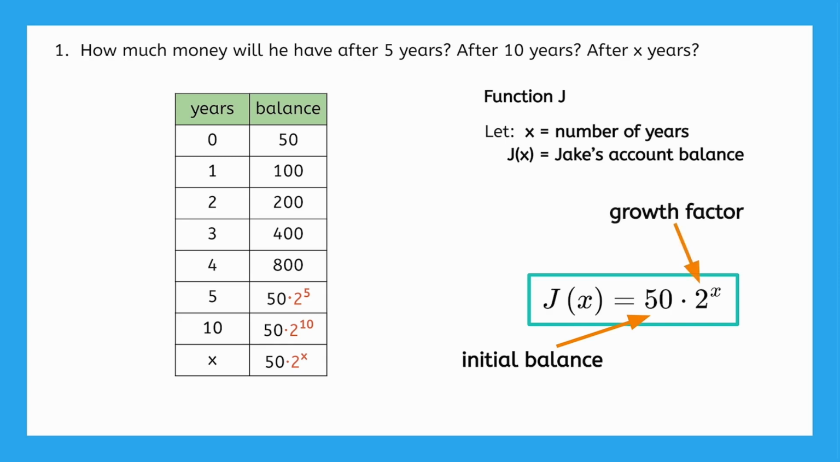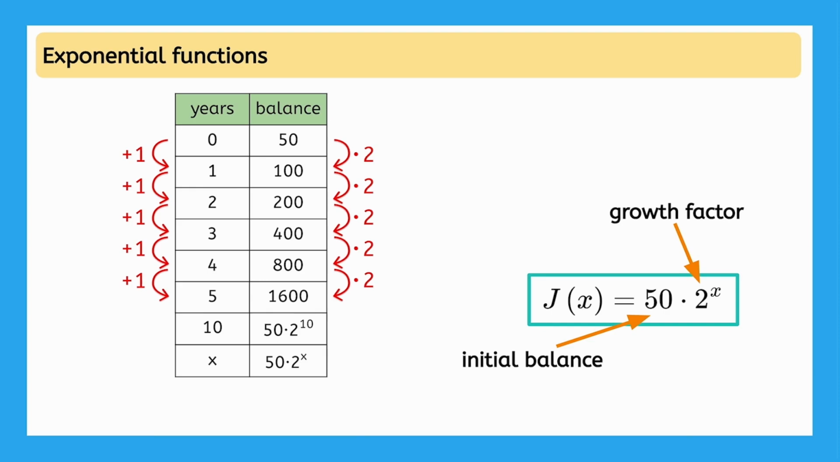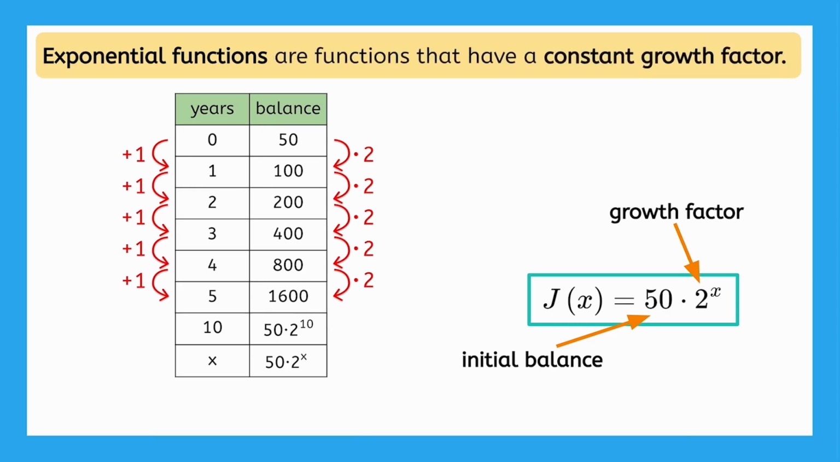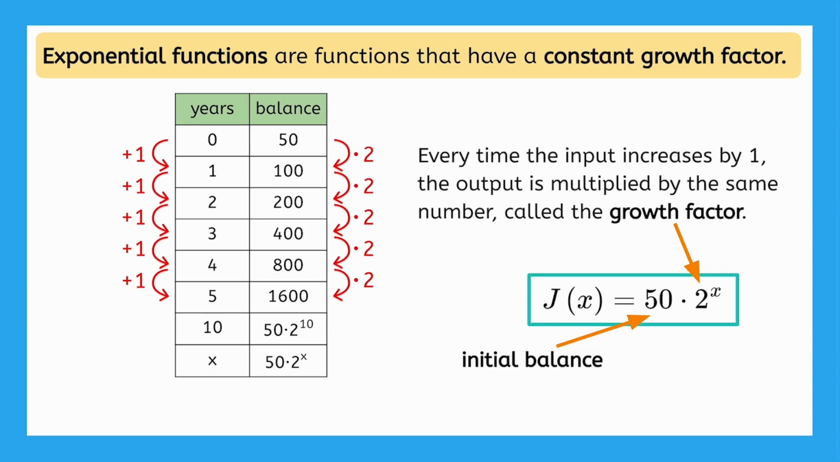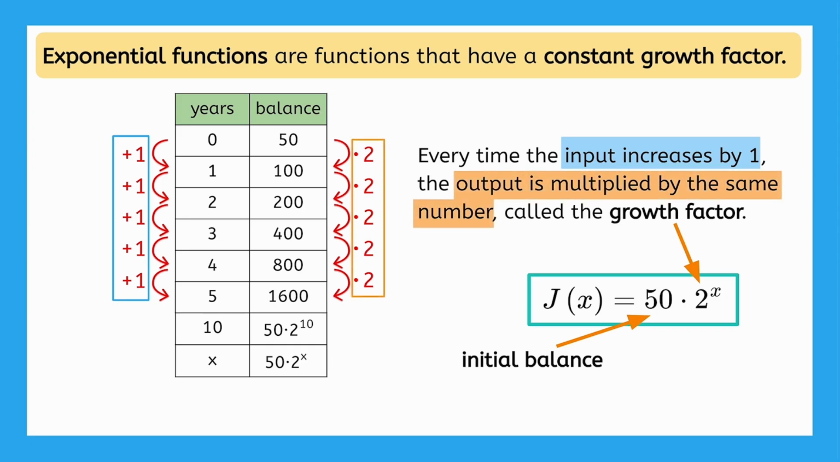Do you remember what we call these functions where the variable is an exponent? We call them exponential functions. Exponential functions are functions that have a constant growth factor, which means that every time the input increases by 1, the output is multiplied by the same number, called the growth factor. In this particular scenario, that's exactly what happened. For every increase of 1 in the years, the balance was multiplied by 2.